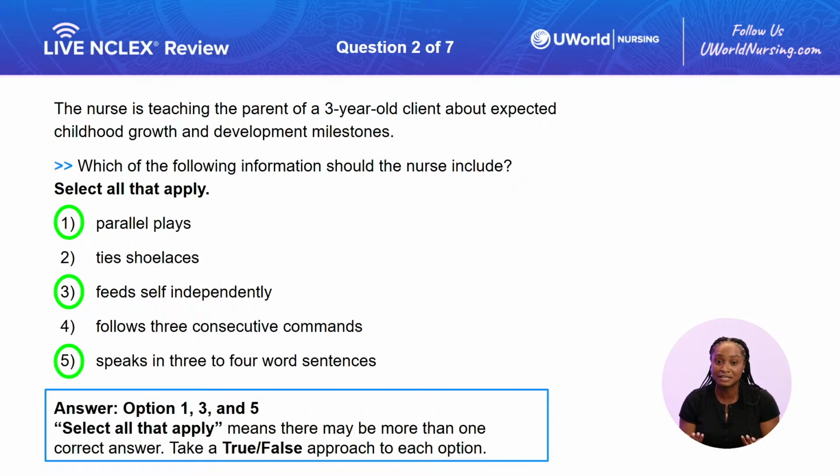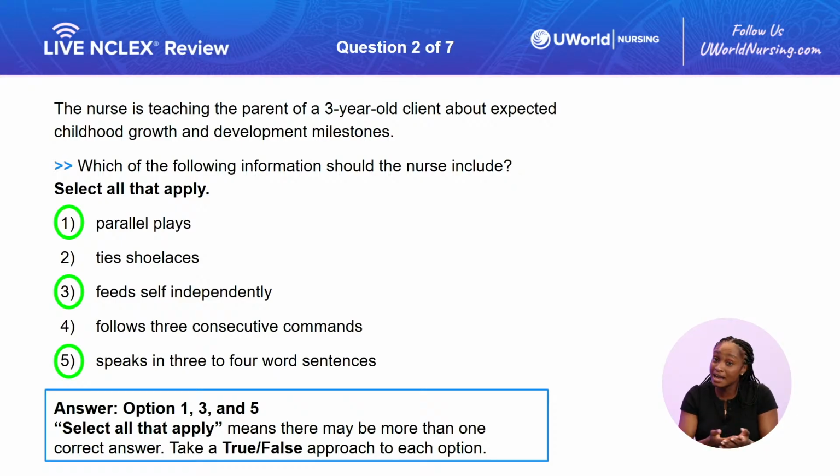Option 3, feed self independently. They have learned and seen from their parents or their surroundings how to eat and do that hand-eye coordination. So now they're able to feed themselves independently. Whether it's messy or clean is a different story, but they're able to start feeding themselves. And then option 5, speaks in 3 to 4 word sentences. This is when we're starting to string together words to do small basic commands like I need help, I want food. It's still short, concise words, but you're able to create a full sentence to fully understand what they mean. Instead of just the command of stop, food, help, they start putting more words together.